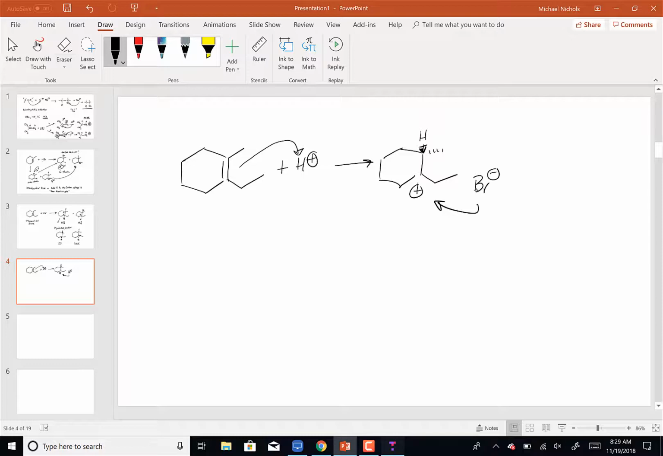So I repeat my question. How does the bromine add? 100% from the top, 100% from the bottom, or 50-50? 100% to the bottom. 50-50? Anybody want to go 100% from the top? In an SN1 reaction, how would the bromine add? It would add 50-50, right?